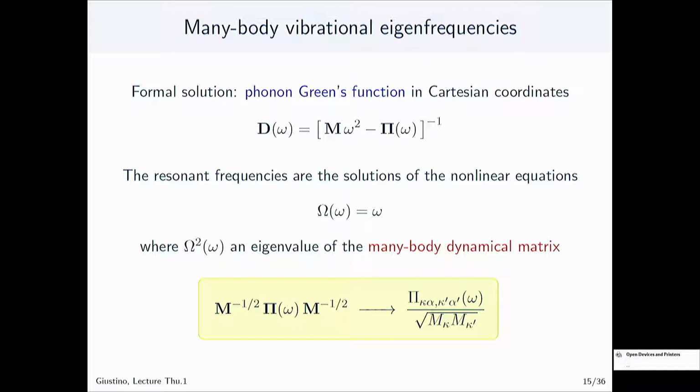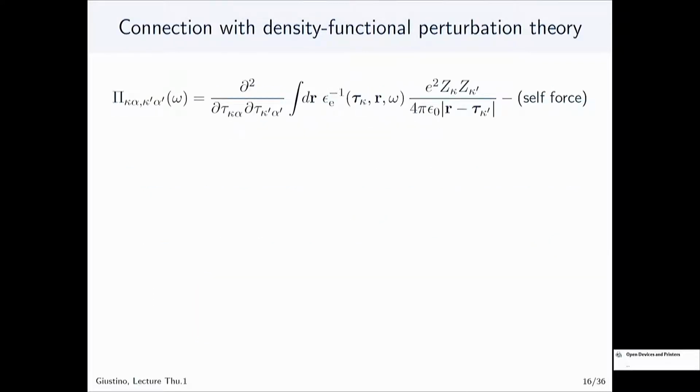So if you remember, you had the interatomic force constants divided by the square root of the masses, okay? And that was called the dynamical matrix. So here we're going to have something very similar, and this is, in fact, the many-body generalization of the DFPT dynamical matrix in practice, okay? So let me tell you how this relates to density functional perturbation theory and why those two things are connected. The connection actually is very interesting.